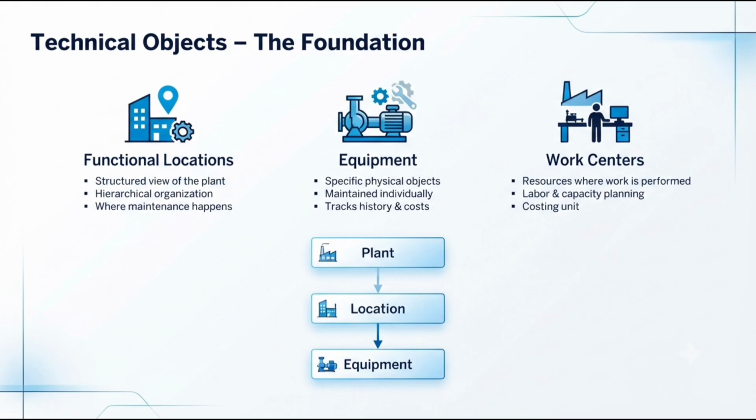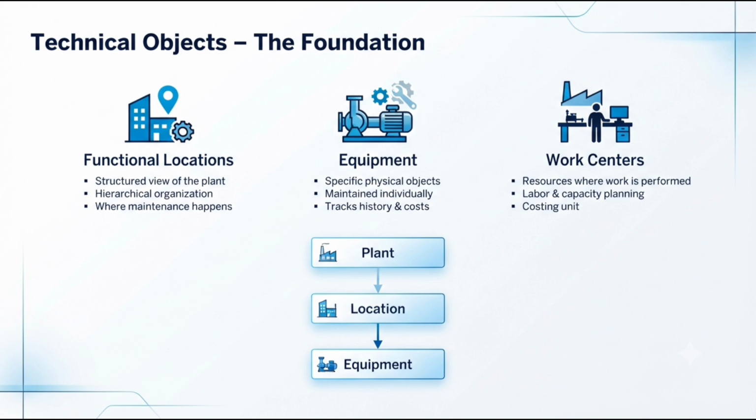Technical objects form the foundation of SAP PM. Functional locations represent the physical places in a plant, such as a production line or a building section. Equipment represents the individual machines or assets that need maintenance. Work centers define the people, tools, or workshops that will perform the work.